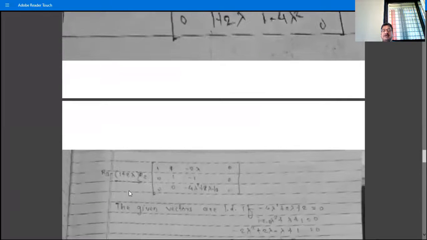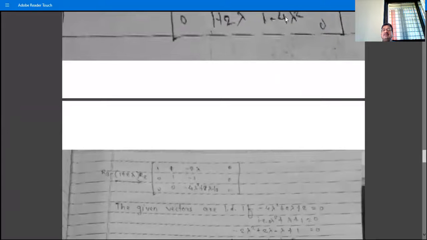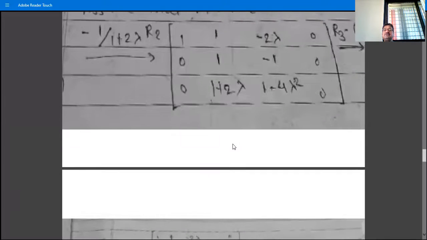And after calculation, that is 1 plus 2 lambda into minus 1 is minus 1 minus 2 lambda, plus this. So we have minus 4 lambda square plus 2 lambda minus 2, minus 1 minus 1 minus 2 is equal to 0. Plus 2, plus 2. 1 plus 1 becomes plus 1. So after this operation, we have minus 4 lambda square plus 2 lambda plus 2.